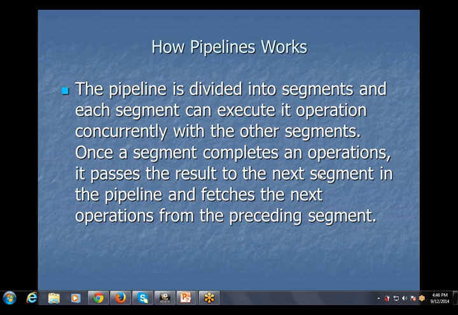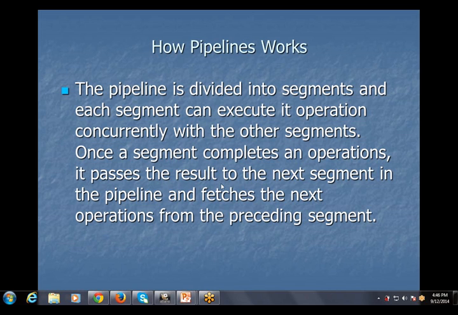Suppose I have divided one segment into four parts. If one segment completes an operation, it passes the result to the next, that is the second segment. In the same way, it passes to the third segment, and in the same way to the fourth segment. And at last, the main task is carried out.